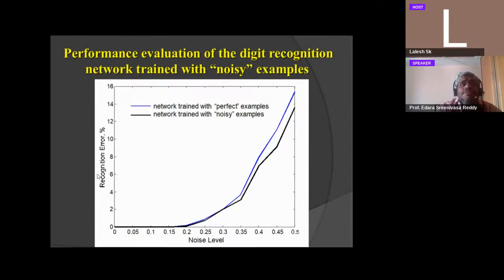So the network is trained with perfect examples. This blue color is the perfect recognition error, and then with the noisy examples. This is the noise level, as we are increasing the noise level. Up to 0.2, they both are the same. But if you increase the noise, the network is able to recognize more efficiently.